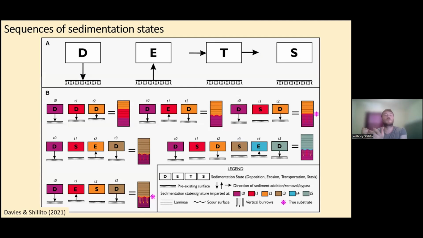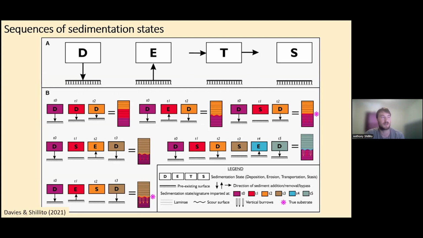So what conditions do we get these true substrates formed in? And it really depends on the sequence of sedimentation states that we see. So, as I said, we have our deposition, erosion, transport, and stasis, and transport can occur alongside any of the other three. And if we're just seeing continuous deposition, DDD, we're not going to see any kind of true substrate. We're just getting this thick sediment pile that builds up. We might get erosional surfaces in there.